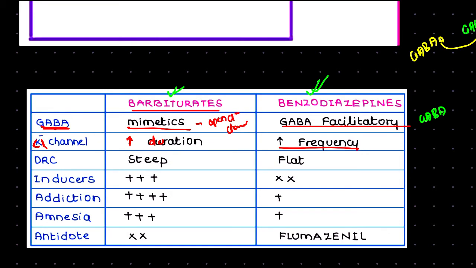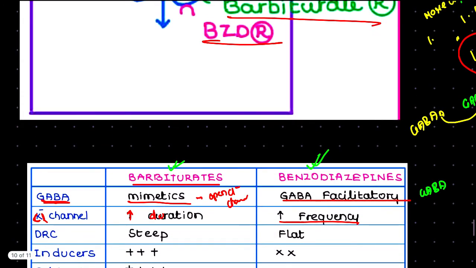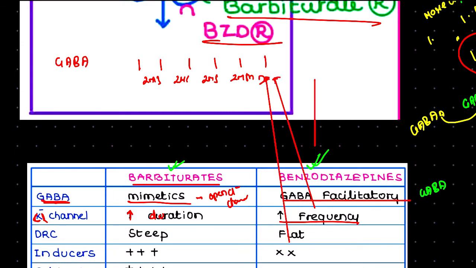As I have already mentioned, if a normal individual is under GABA, then what will happen? The chloride channel will open for how many milliseconds? 2 milliseconds. That means, what will happen here? The chloride channel will open for how many? 10 milliseconds, right? 10 milliseconds.